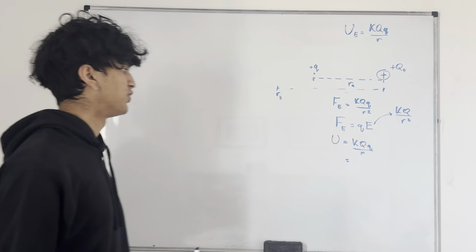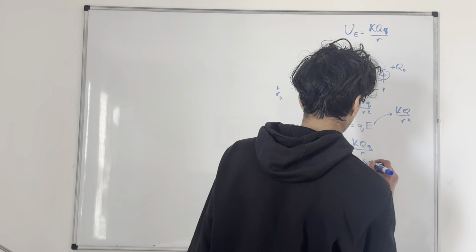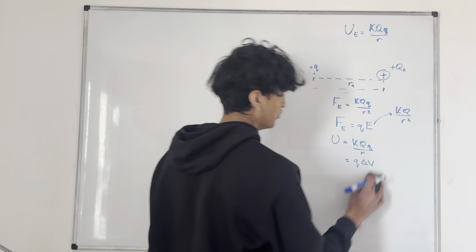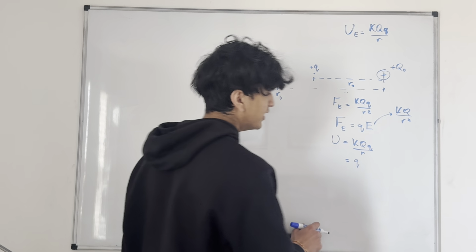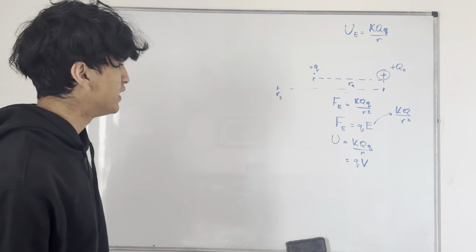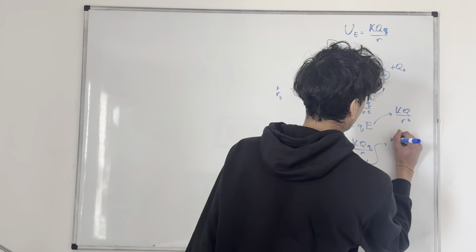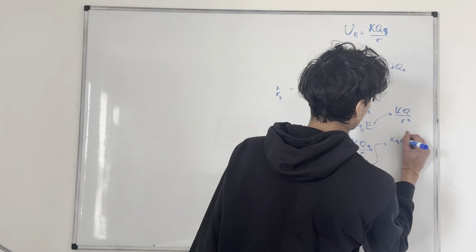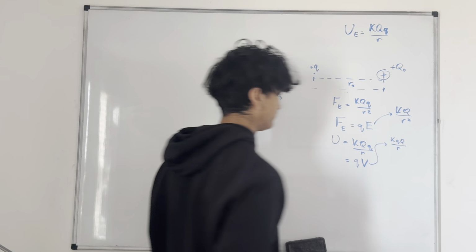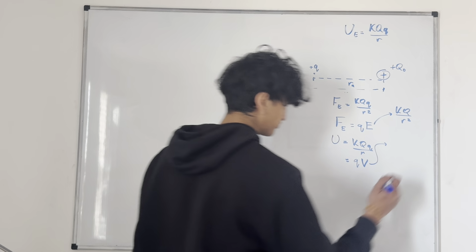And this is the same thing as Q times change in V. So, sorry, I'm not changing V. We're not there yet. It's Q times V. So V ends up being KQ over R. This is just KQ over R.